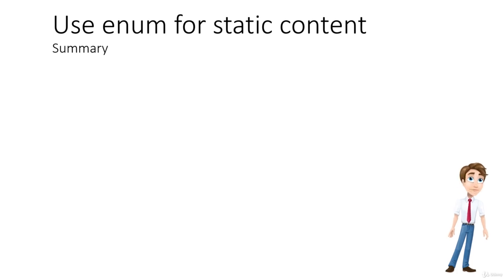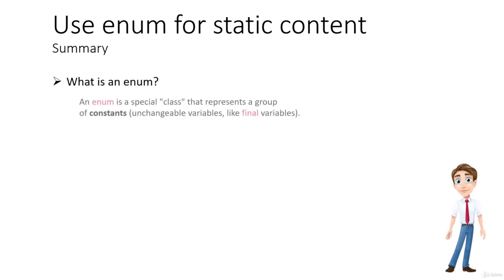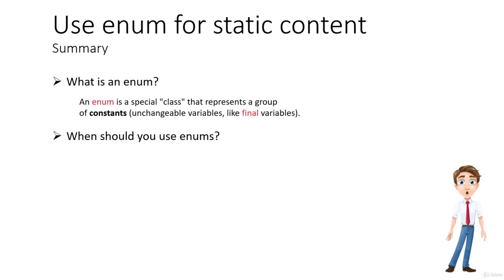Alright, so before moving into the next lesson, let's do a quick revision, a quick summary of what we have just learned. We know that we want to use enums for static content, so let's quickly revise what an enum is. We know that it's a special class that holds together a group of constants, a group of hard-coded values. And the big question is, when should we use enums?